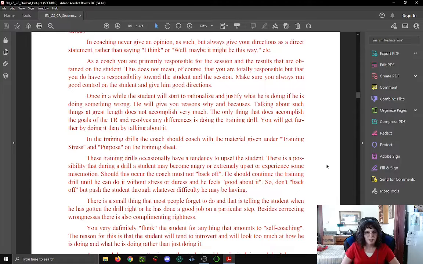These training drills occasionally have a tendency to upset the student. There's a possibility that during a drill, a student may become angry or extremely upset or experience some misemotion. Should this occur, the coach must not back off. He should continue the training drill until he can do it without stress or duress and he feels good about it. So don't back off, but push the student through whatever difficulty he may be having.